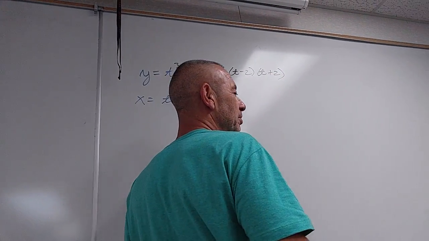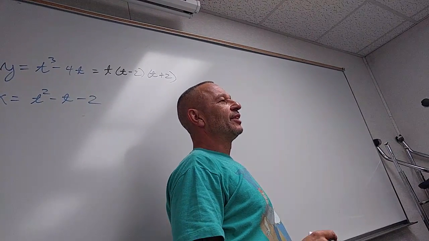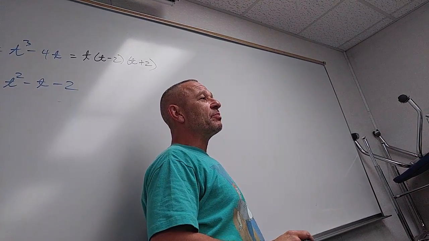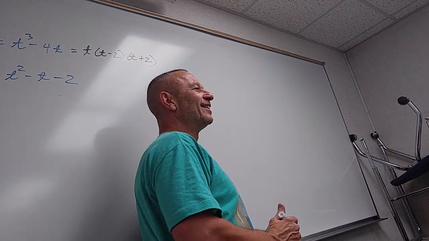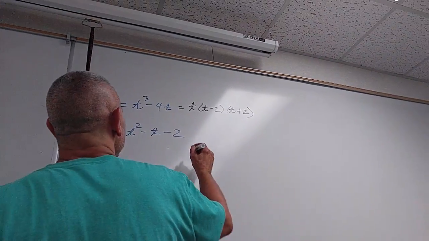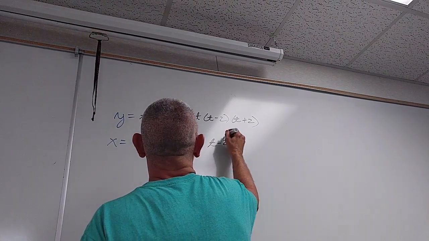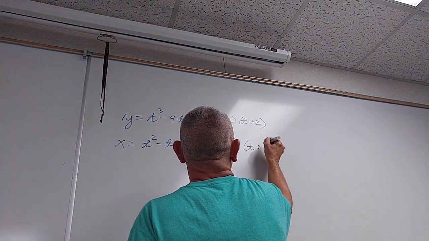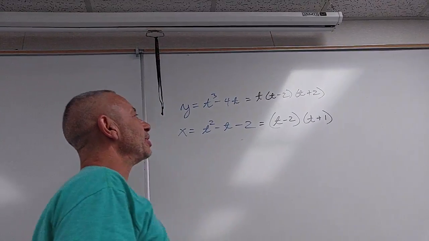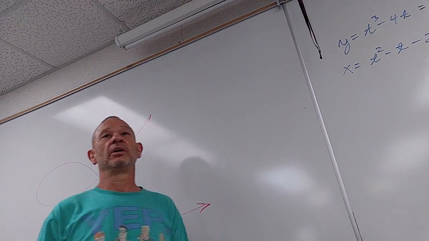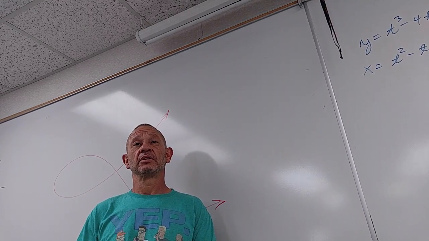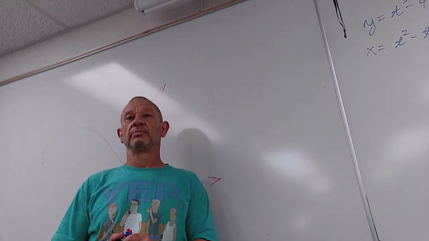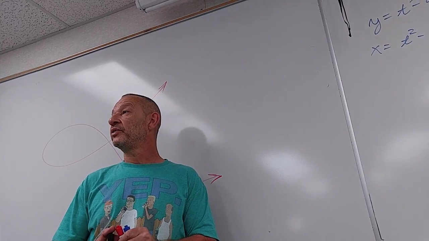You mean, can I just blindly start plugging in points? Like start at t equal minus a million and work your way up to t equal plus a million and hope you get everything? Well, factoring might be a better idea, because tell me, what happens when t is equal to 0? I have an x-intercept, because if t is 0, then y is 0.